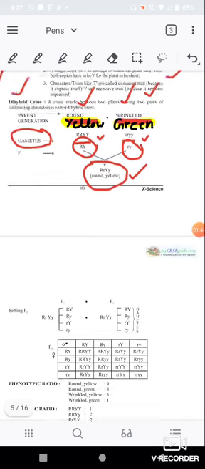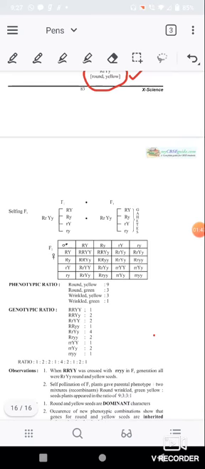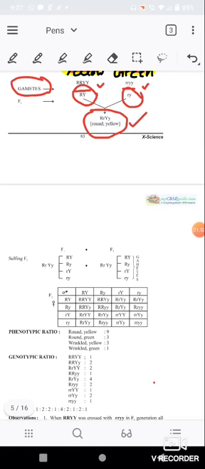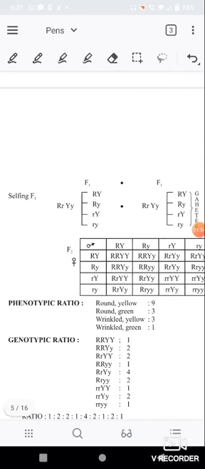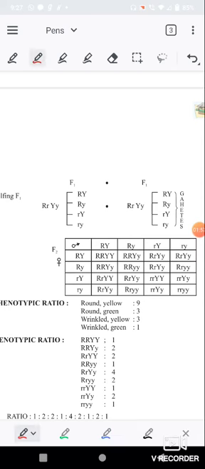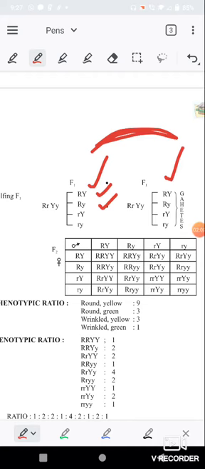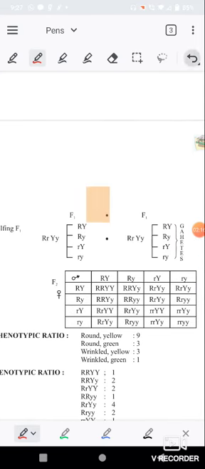After this, Mendel discussed the self-pollination of the F1 progenies of the dihybrid cross. See, on selfing, these sets of gametes will be there from one parent and these from the other. They both are the same. See, capital R capital Y, capital R small y, so all the possible combinations are there over here. Now we are going to make a table, basically a Punnett square, which will show us all the possible progenies in the F2 generation.